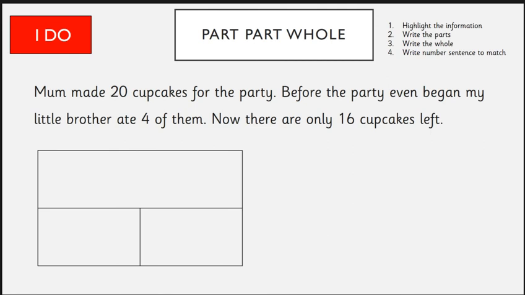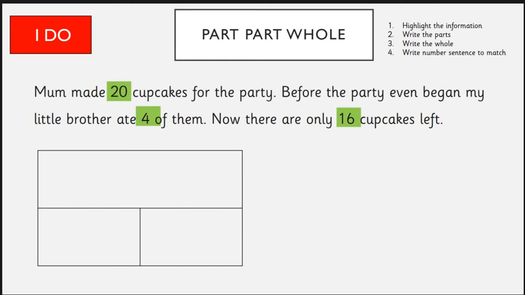Mum made 20 cupcakes for the party. Before the party even began, my little brother ate 4 of them. Now there are only 16 cupcakes left. The first thing I need to do is to highlight the information that is important in the sentence. There were 20 cupcakes, 4 of them were eaten, and now there are 16 left.